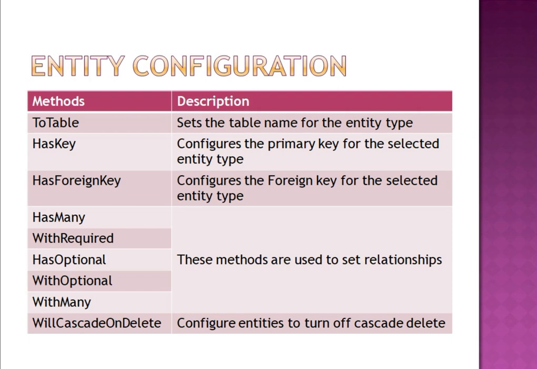That means if you have a one-to-many relationship, in that case if your parent row or parent record gets deleted, its corresponding child records also get deleted. Okay, and we cannot turn off that option in data annotation or in the default code first convention. We have to take the help of Fluent API. So this cascade on delete method allows us to turn off that cascade delete option. You can set it to true also.